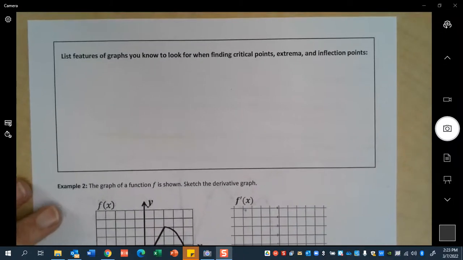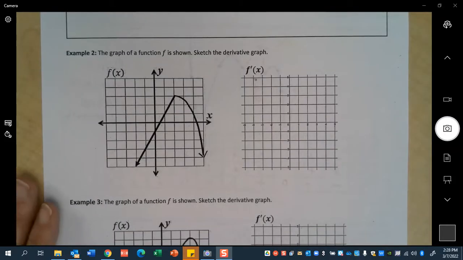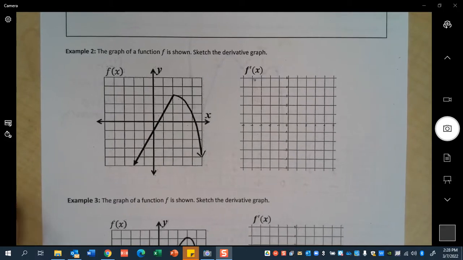With your group, brainstorm and list features of graphs that you know to look for when finding critical points, extrema, and inflection points. Fill the box on your marker set, go. When we talk about this, we're going to start sketching the derivative given a graph. And we're going to use a lot of those critical points or points of inflection, mins and maxes, to help us out.